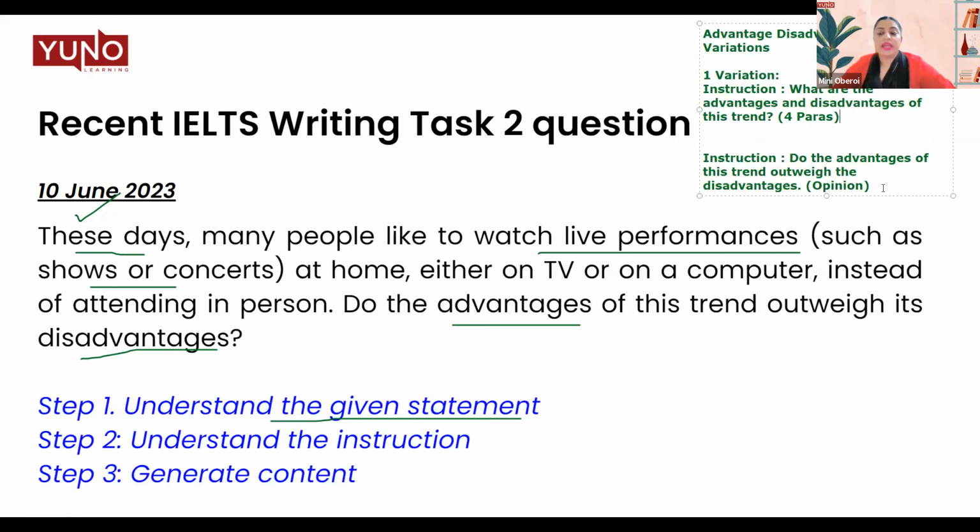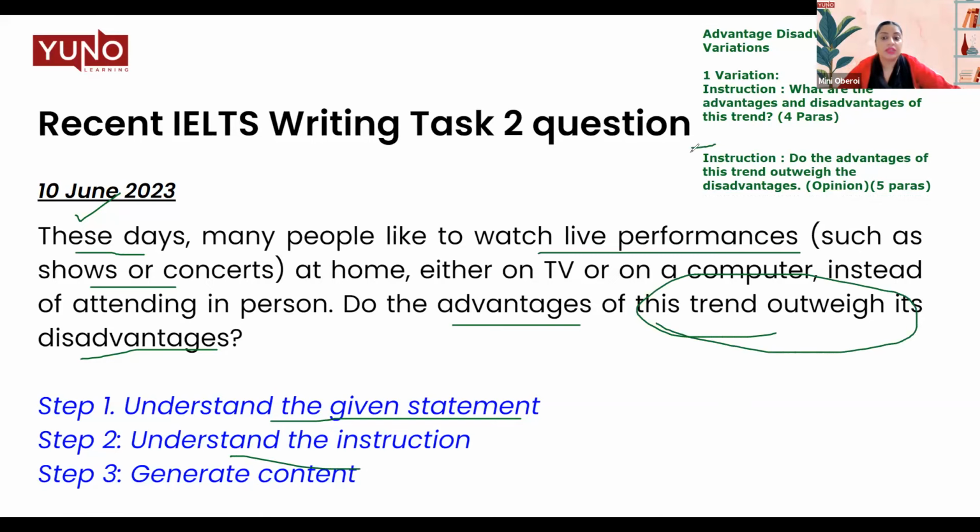But when it is an advantage, disadvantage with opinion essay, it must have 5 paras. Now, what are these paragraphs? Each paragraph has a separate content to present, right? First of all, we need to understand the instruction. We could understand that here they are asking us for the opinion. It is an outweigh question.